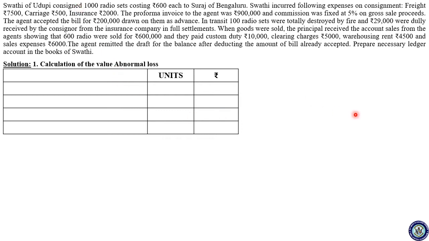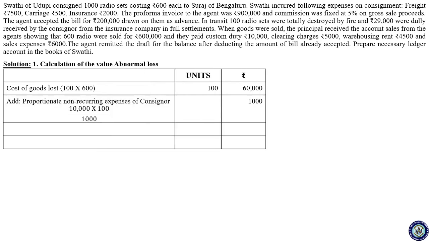Okay, so check your answer. First, you have to take the cost of goods lost. So 100 units were lost. You have to take the cost price. So the cost price is 600.